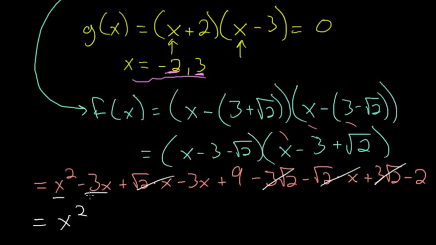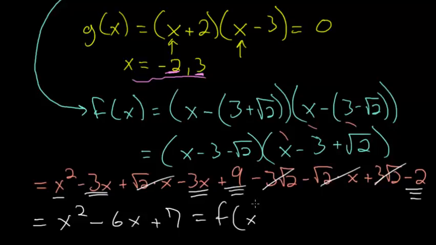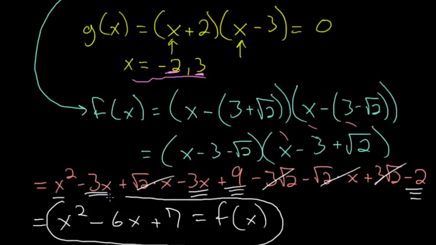And then we have a minus 3x here and a minus 3x here. So that's minus 6x. And then we have plus 9 and minus 2. So that becomes plus 7. So x squared minus 6x plus 7 is equal to the quadratic that we were trying to find, whose roots we were given.